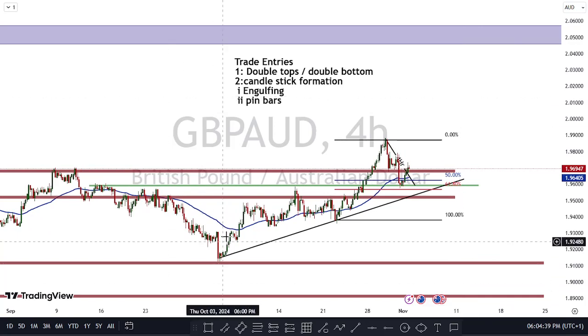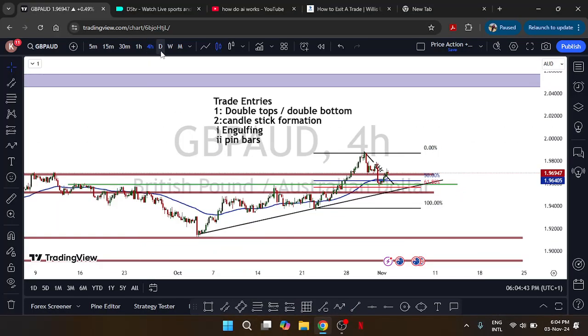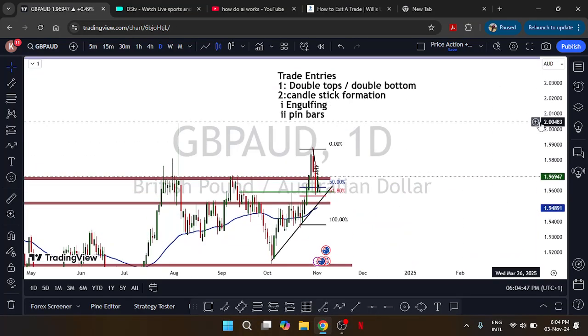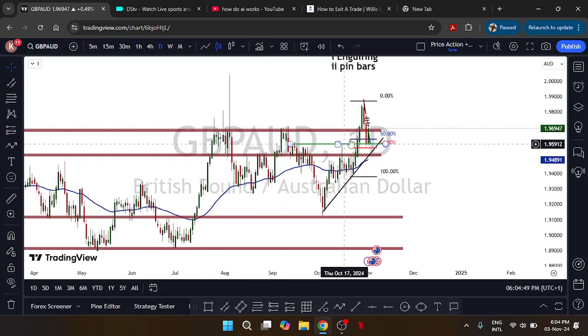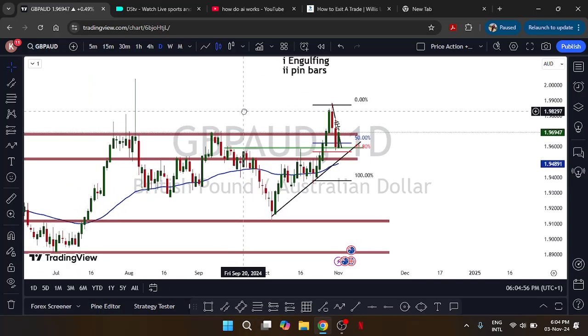Why did I say so now? Because one, you can see that GBPAUD is in an uptrend. Check on the daily, it is clearly in an uptrend. It's broken previous structure. It's very normal to see these pullbacks, and we're going to see more of a push to the upside. You get me?